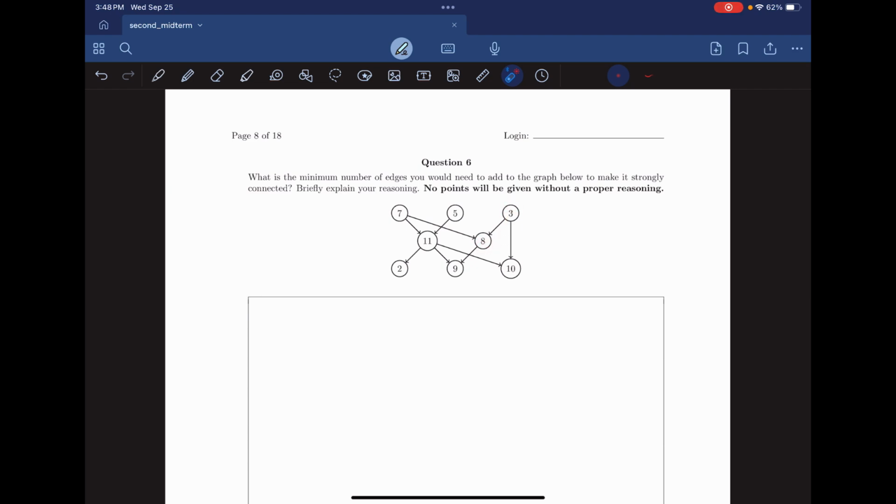And so the goal of this question is to say, how many edges do we need to add so that we can pick any vertex on this graph and get to any other vertex on the graph? We could choose 9 and be able to get to 5, or we could choose 11 and be able to get to 3. How many edges do we need to add to make that possible?